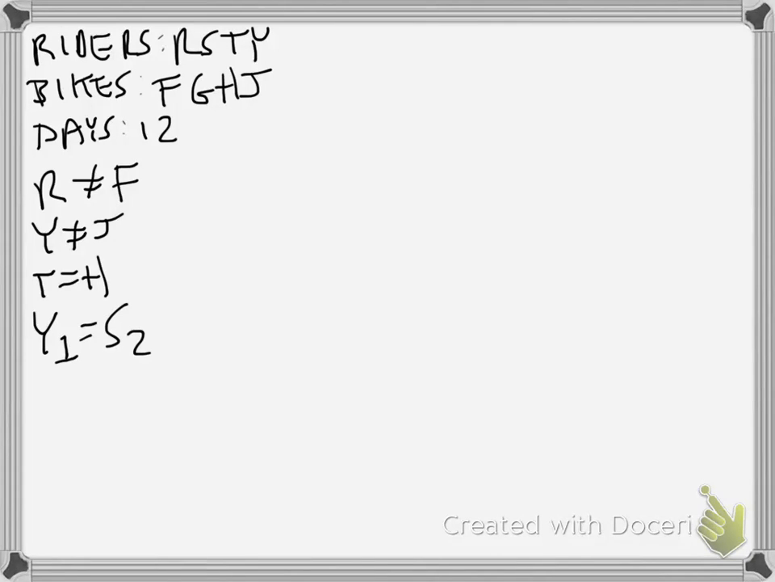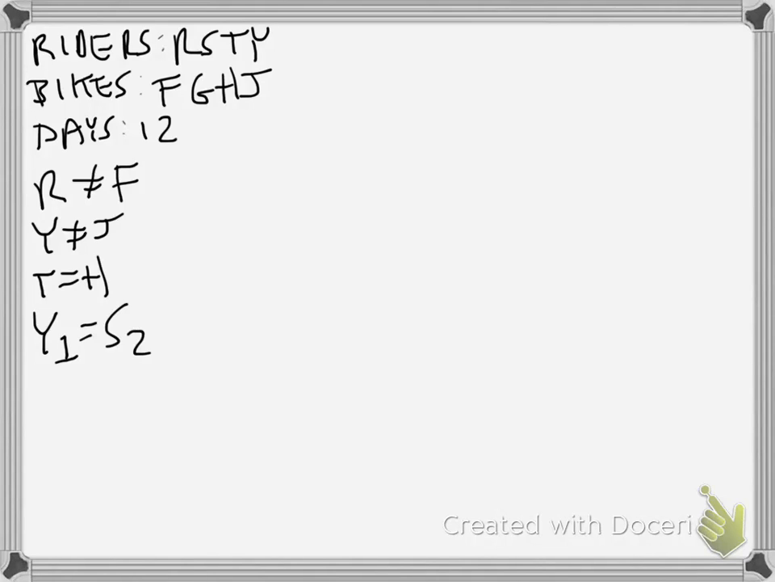So here we have a game from PrepTest 64, Bikes and Riders. We have 4 bikes, FGHJ, we have 4 riders, RSTY, we have days 1 and 2. We're told that each rider will test a different one of the bikes on the second day from the first day. Each rider tests only 1 bike per day. All 4 bikes are tested each day.